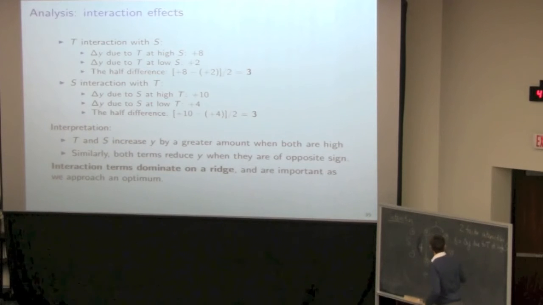And the 2 was equal to the change in y due to temperature at low s. So what we simply do is take the difference of these, 8 minus 2, and that is the interaction effect. So 8 minus 2 is 6, but as before, we don't report the full effect, we report half of that, so we just divide by 2.